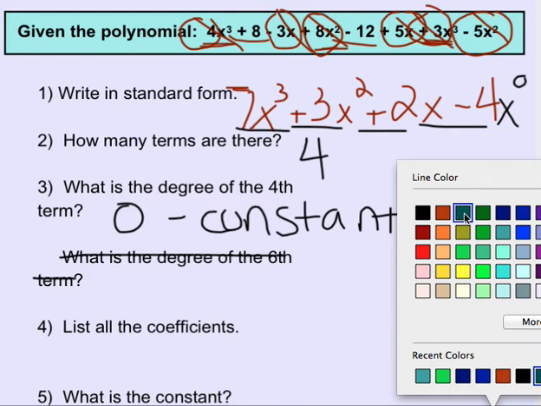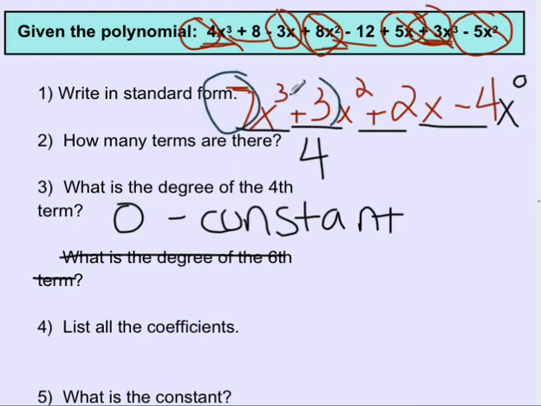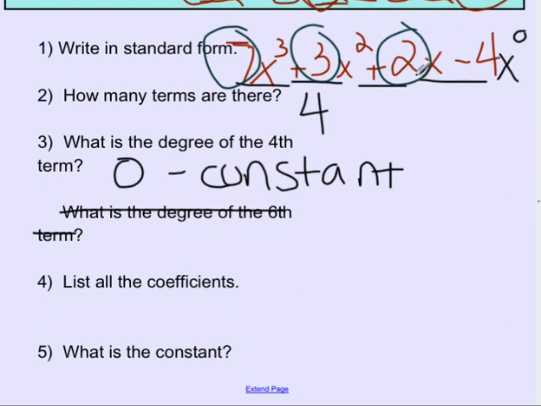The next thing we want to do is list out all of the coefficients. Now remember, coefficients are these number factors being multiplied on the outside. Now here's the important thing to remember. A constant is not a coefficient. It's only a coefficient if there's an x involved. So that's 7, 3, and 2. All of those numbers are being multiplied by an x at some point. Last but not least, it asks us what our constant is, and our constant is going to be a negative 4.